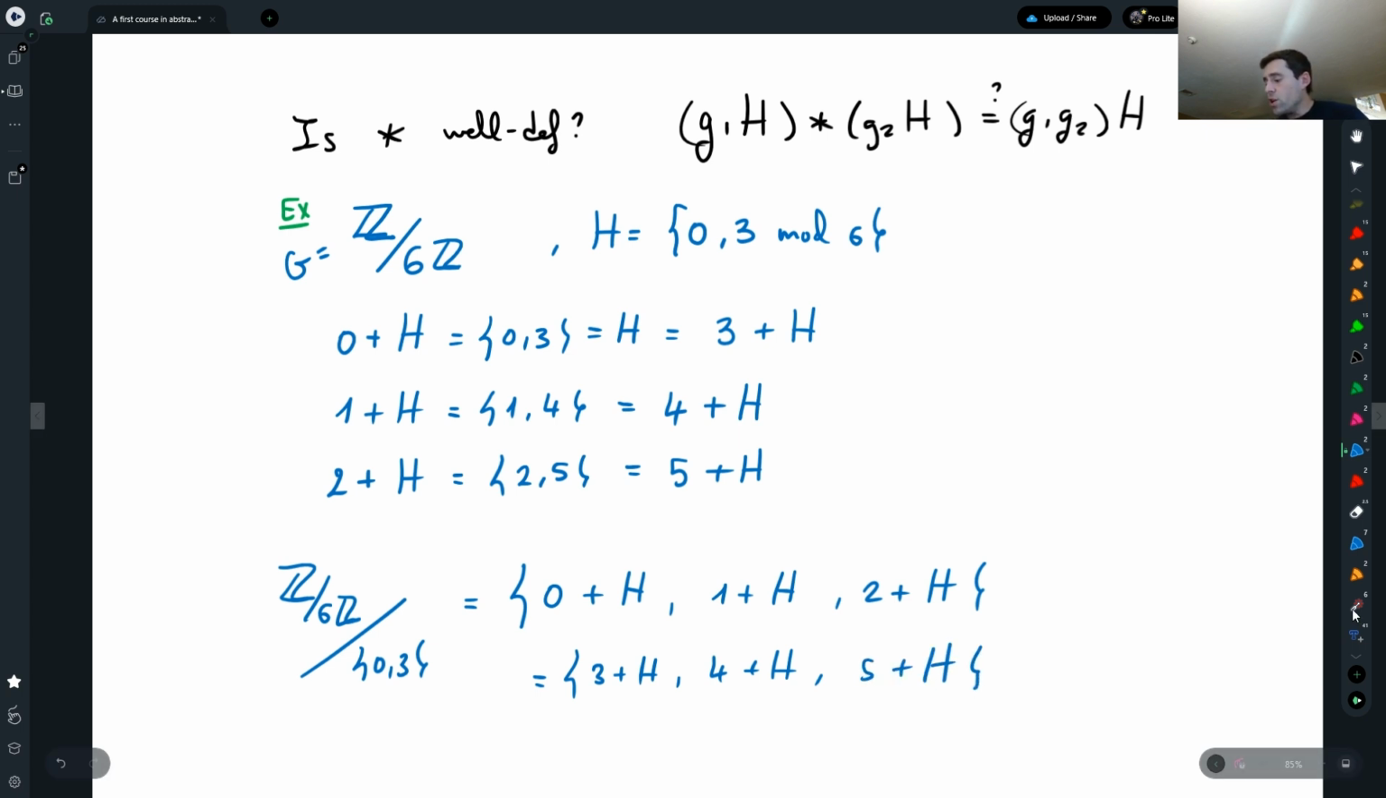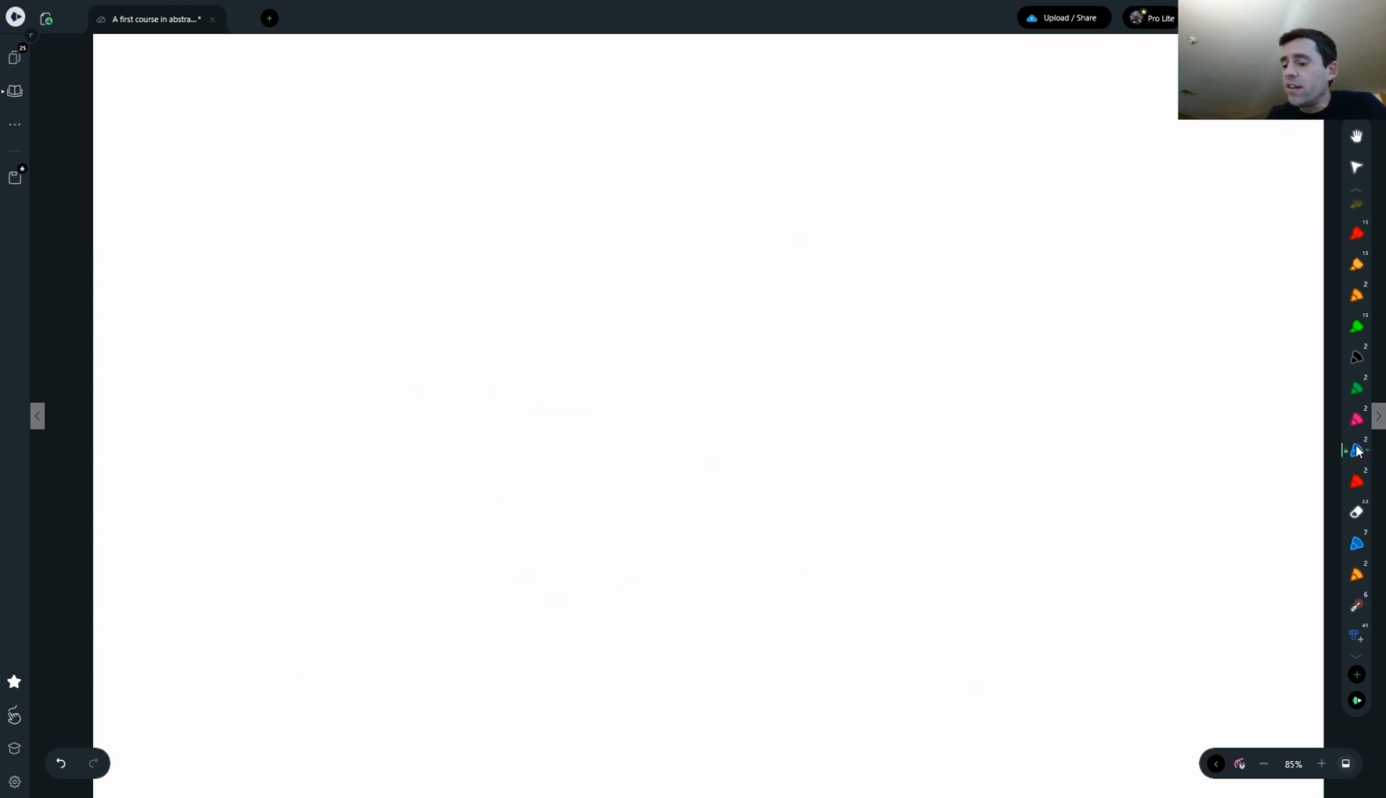So whatever operation I define over here should not depend on the generator I'm giving to my coset, because there is no reason for me to choose 3 over 0 or 4 over 1. So it has to work for both generators. And does it really work in general? It doesn't. But in this example, it does work.